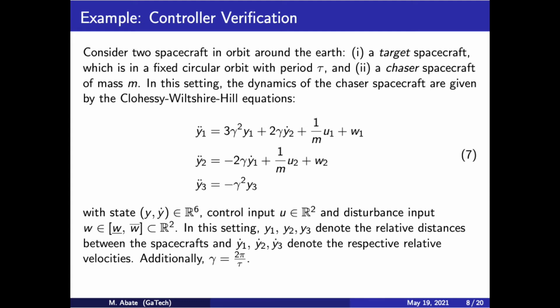And now I'll be presenting an example of the aforementioned controller verification result. We're going to consider a system given by equation 7. So there are 6 states, a 2-dimensional control input, and 2 disturbance inputs. And this system comes from the Clohessy-Wiltshire-Hill equations that describe spacecraft in orbit. So on the following slides, what we're going to do is define a safety constraint for the system. We're going to propose a desired controller for the system, and then we'll verify the fact that this desired controller satisfies the safety constraint.